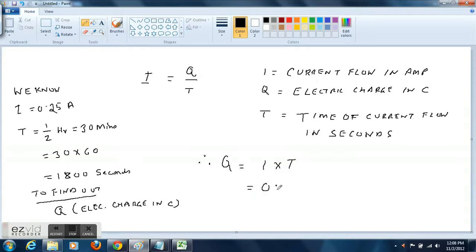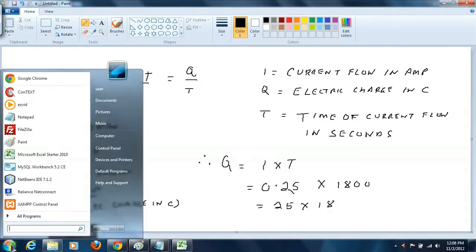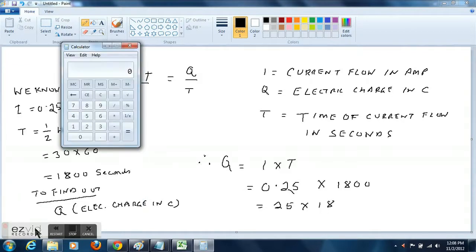Now I is 0.25 ampere and T is 1800 seconds. So the two zeros of 1800 will be cancelled with the decimal in 0.25. That means 0.25 will become 25 and 1800 will become 18. Very simple multiplication rule. So 0.25 into 1800 is equal to 25 multiplied by 18. So what is 25 times 18?